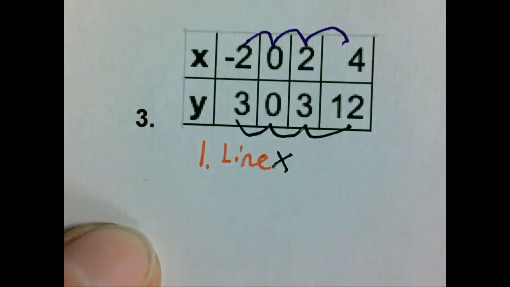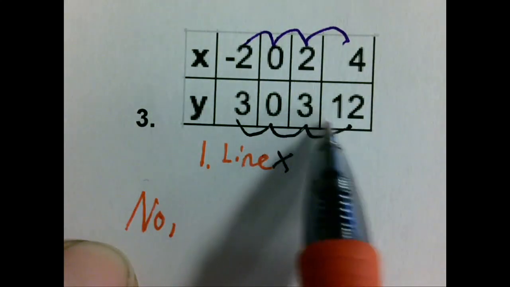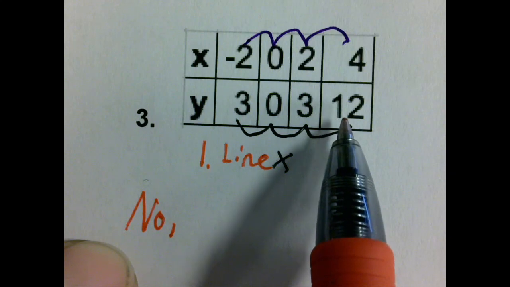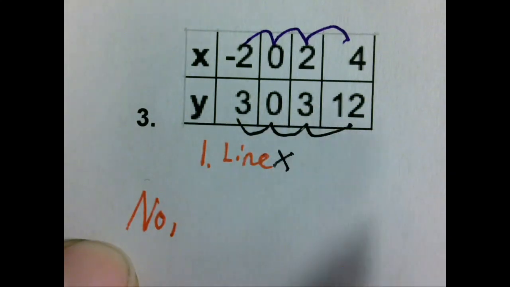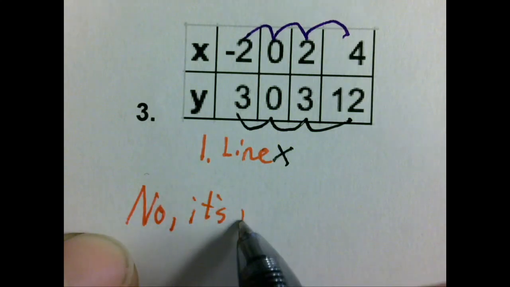So our answer is no. You could tell me, because this weird one here doesn't change evenly, you could say that the Y's don't change evenly. I'm just going to say no, it's not a line.